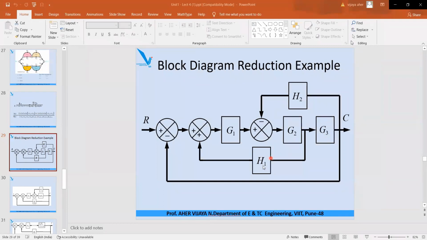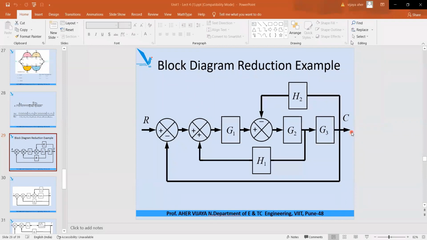Now coming to this block, this is the block of the feedback element. Inside this block the feedback element is present, and its transfer function is H1. Coming to this block again, it is connected in a feedback loop. This is the feedback element with transfer function H2, and here you will get the output.